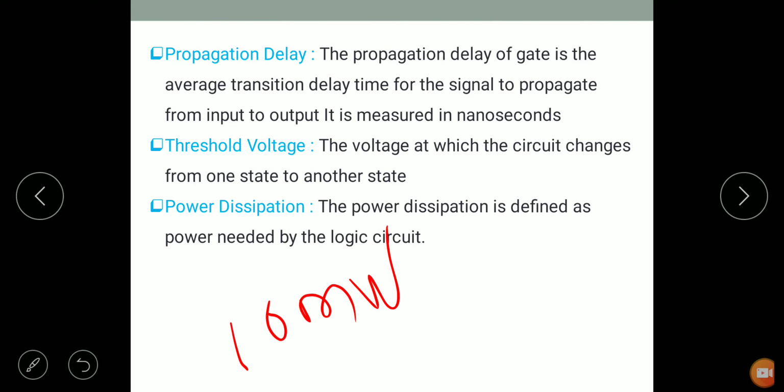Usually there is only one power supply terminal on any IC. If we see the internal structure of any IC, there is only one terminal for the power supply.